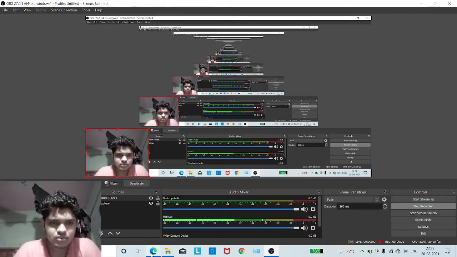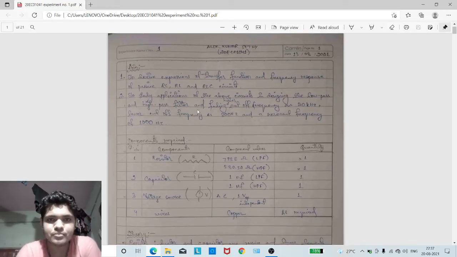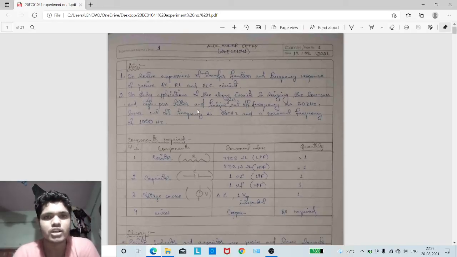Hello everyone, and so I am going to explain my experiment one of the introduction to electronics lab. So we have experiment one, and here the aim is to derive the expressions of transfer function and frequency response of the passive RC, RL, and RLC circuits.